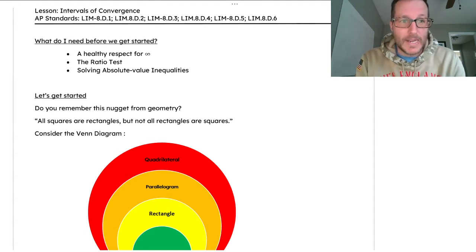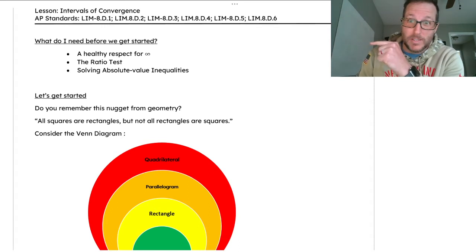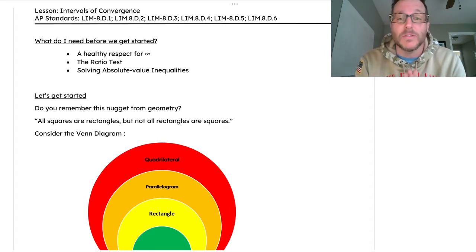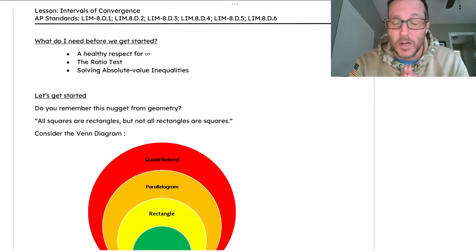So what do we need? We need a healthy respect for infinity. We're going to use the ratio test today, if you remember that good time. If you don't, click over here to see the ratio test video, and then come back and figure out how to do intervals of convergence. So then we need also to solve absolute value inequalities, that old treasure from algebra.